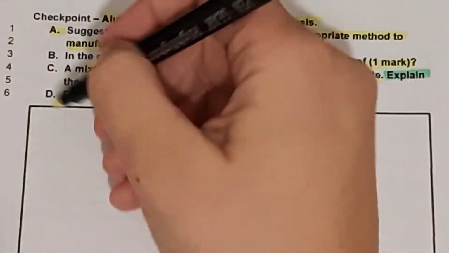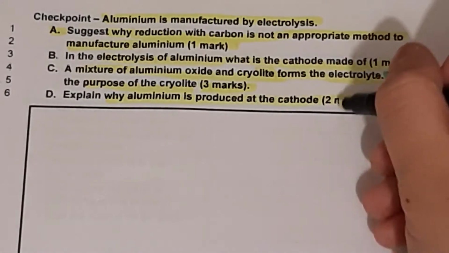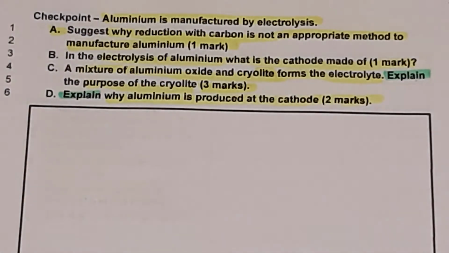Part D says to, again, explain why aluminium is produced at the cathode, and that is for 2 marks. So keyword here is explain. So pause the video whilst you complete those. It might take you a while, and then we'll go through it together.